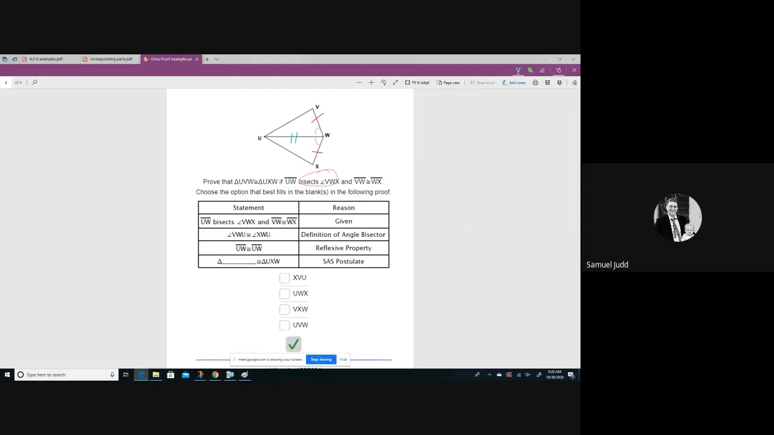Now, you'll notice we need to make our congruent statement, which is actually already made for us. So let's just go ahead and copy that down. We already have the UXW part right here. So all we need is the first part, UVW. There's our answer.